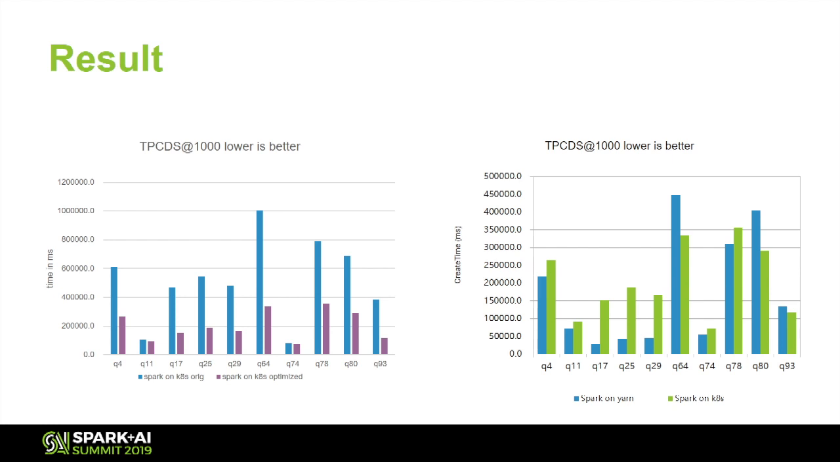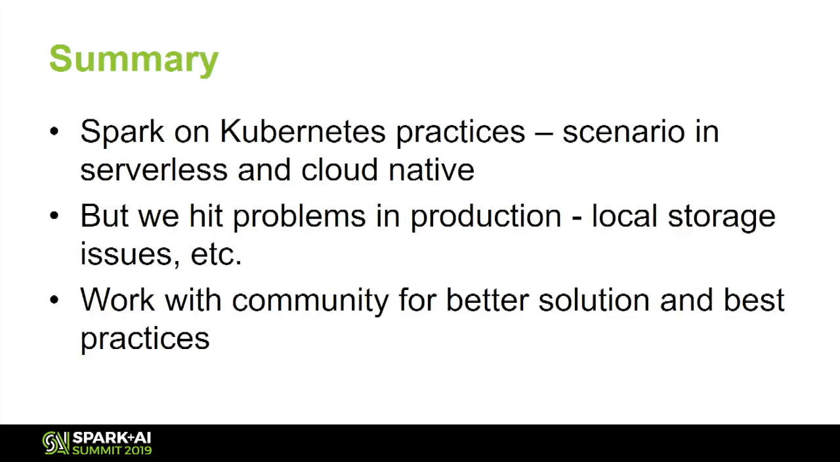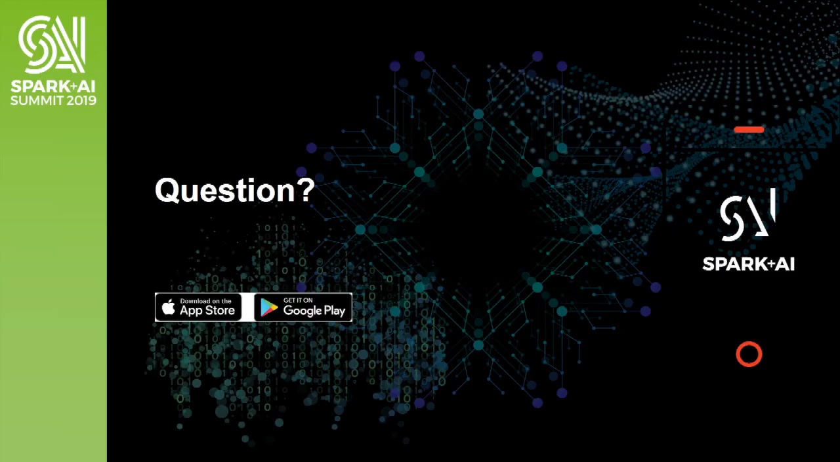And that's all for our practice on some performance tuning on the cloud. So in summary, Spark on Kubernetes is getting more and more popular due to the serverless and cloud native trend, but it still has some problems, such as local storage issues. We have hit them, and we are working with the community for a better solution and better practice. And that's all.